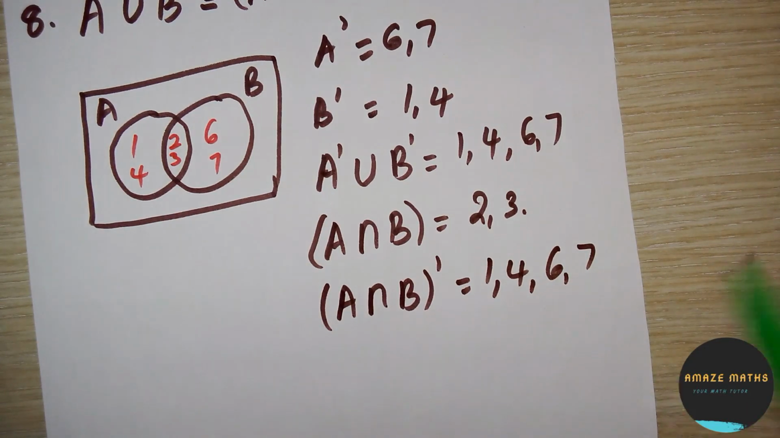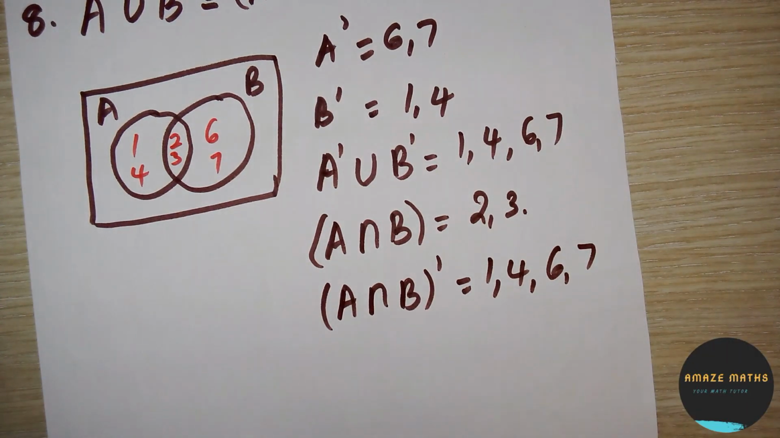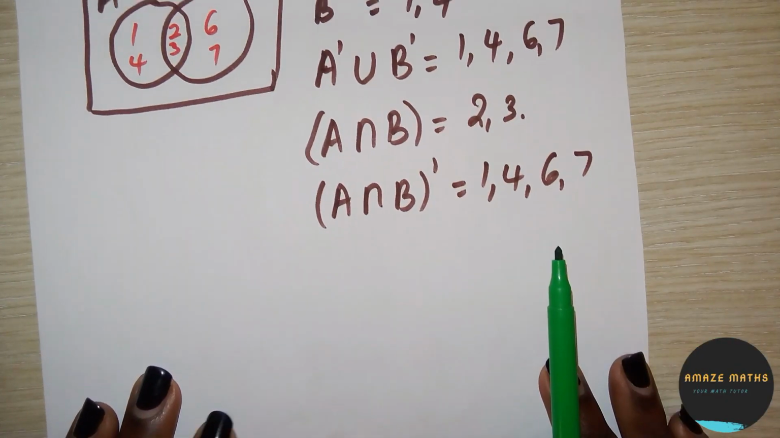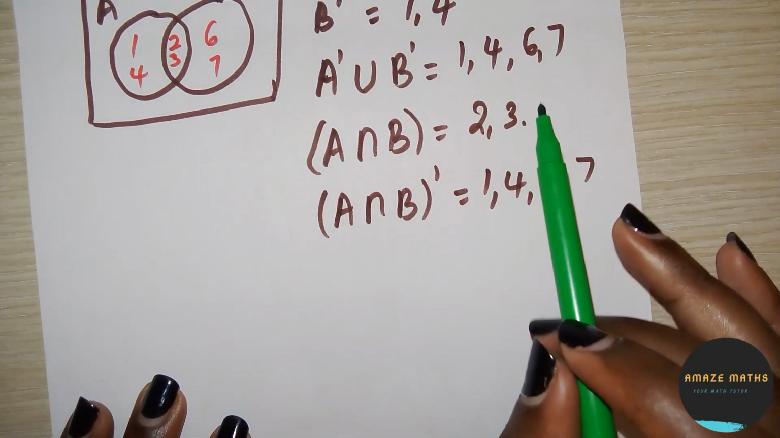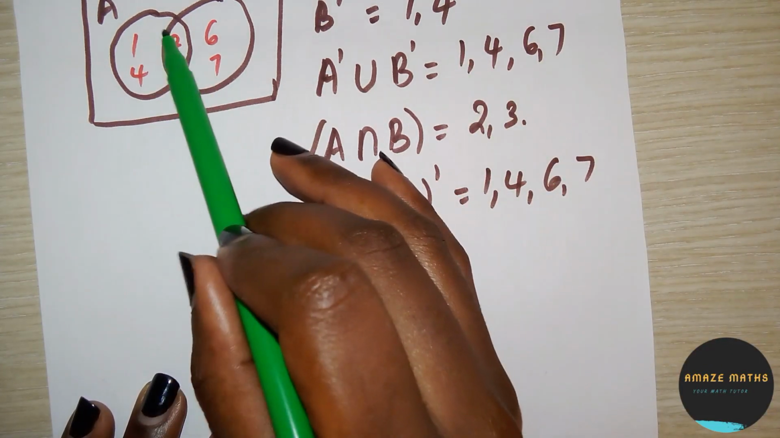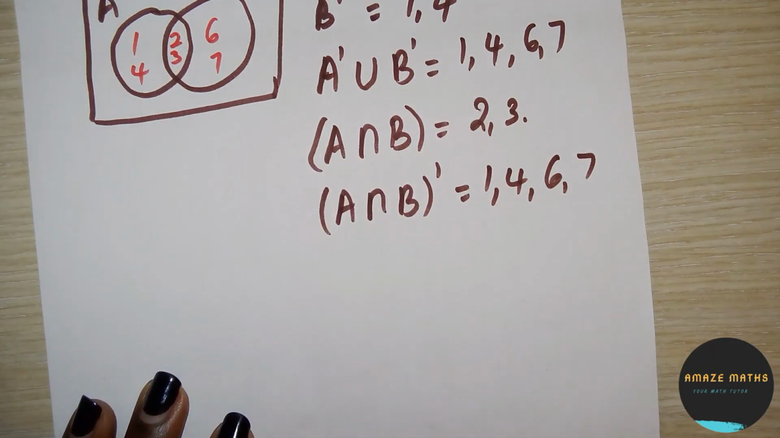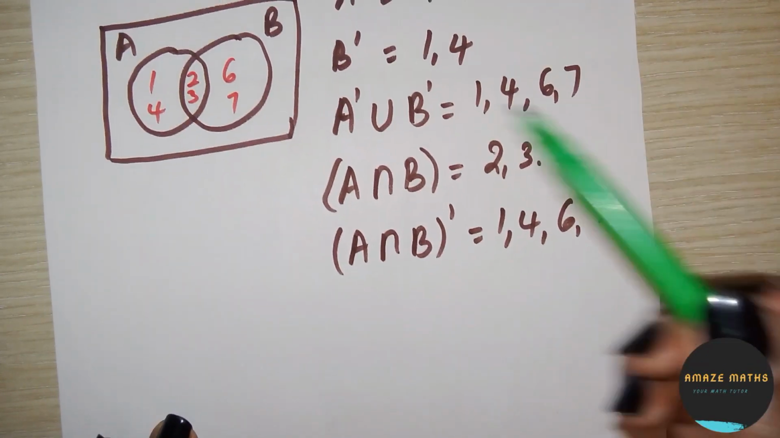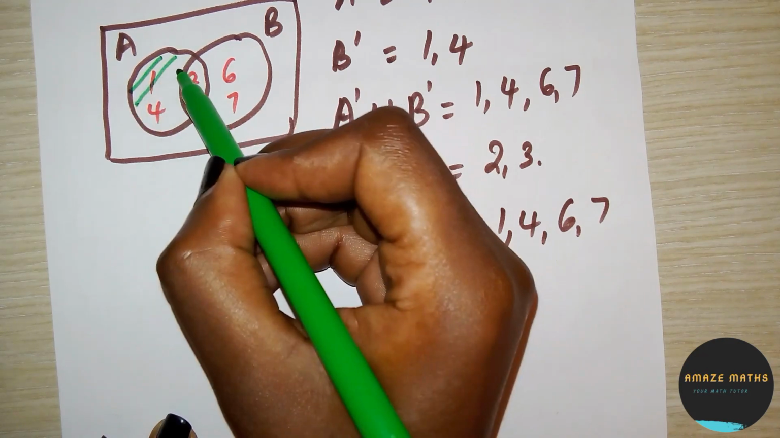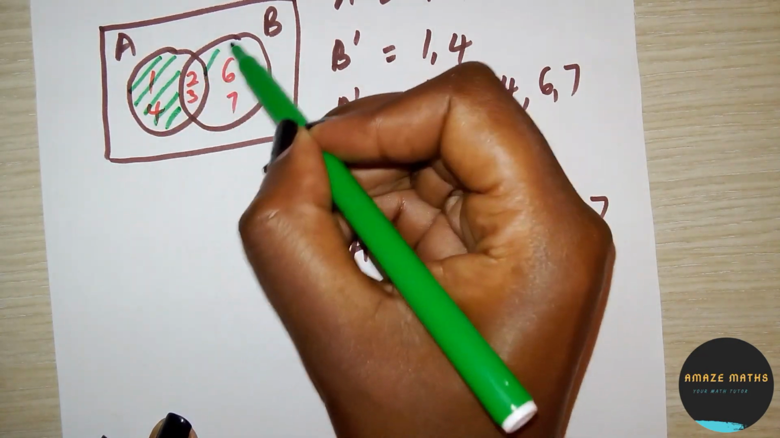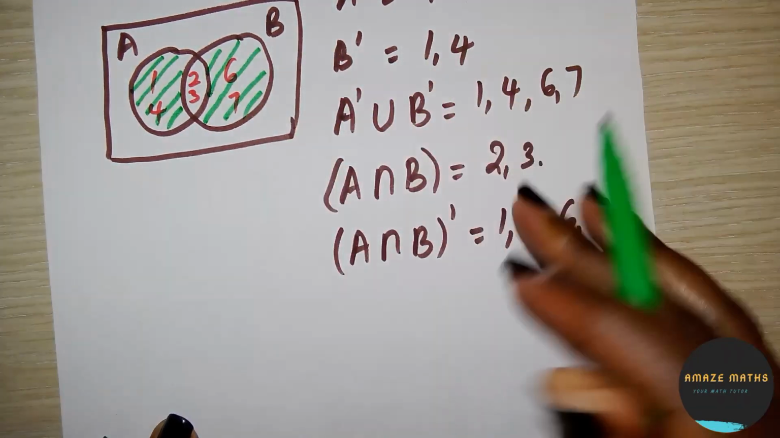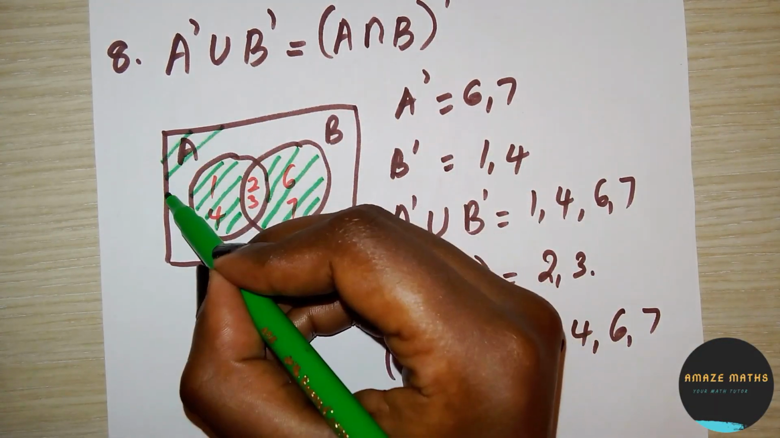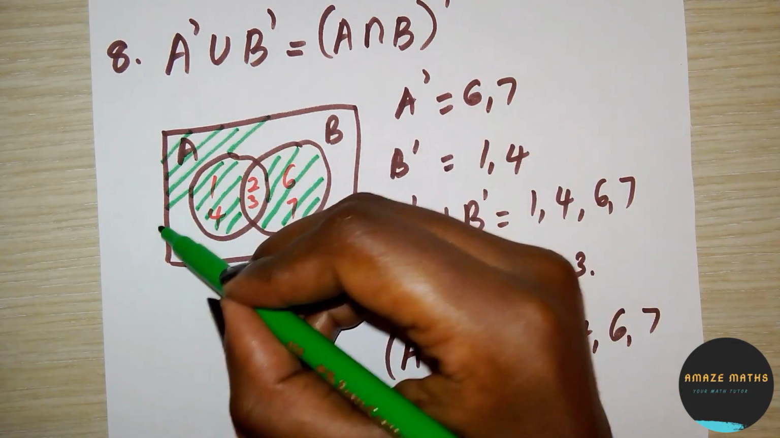So when it comes to shading out, we won't shade out this region. Okay, so we're just gonna shade out the region that has 1, 4, 6, and 7. So that region 1, 4, 6, and 7. And since it's a union, then definitely shade out the outside region.